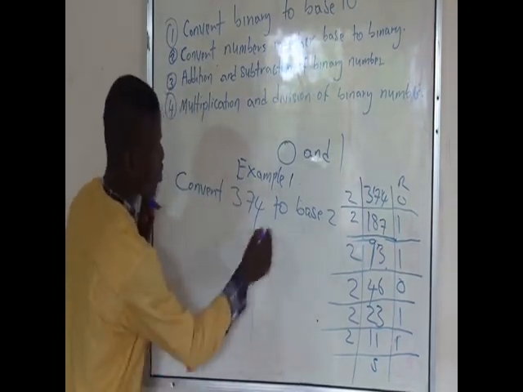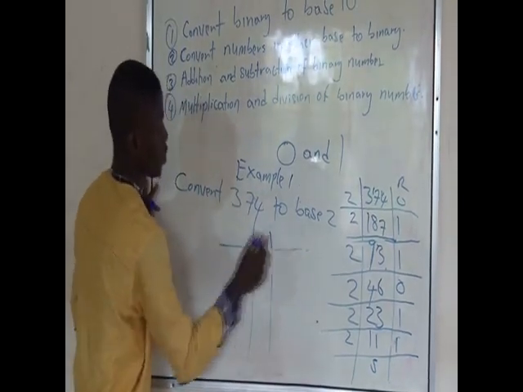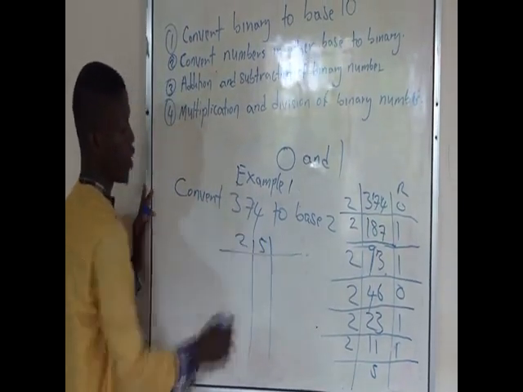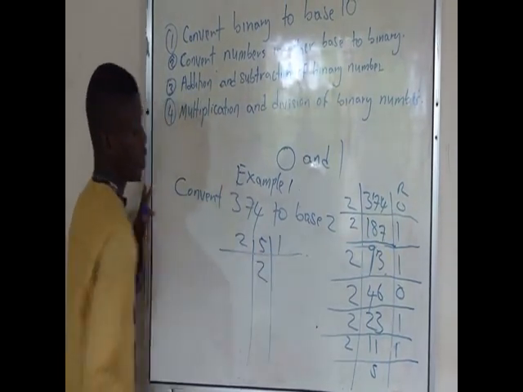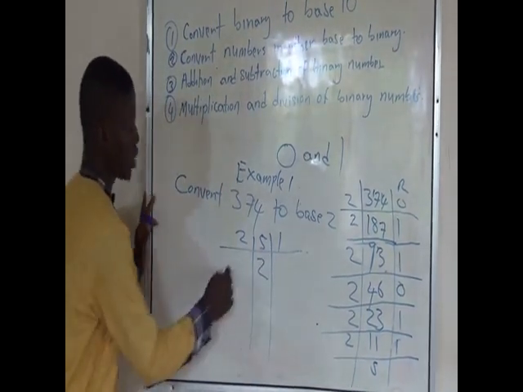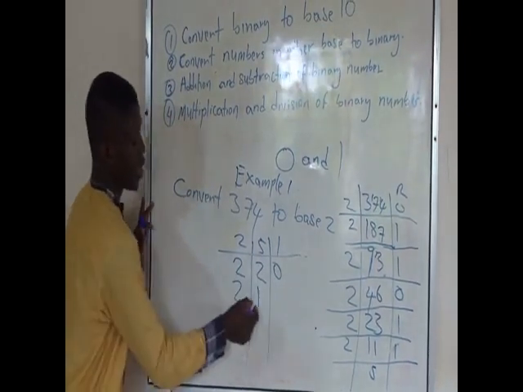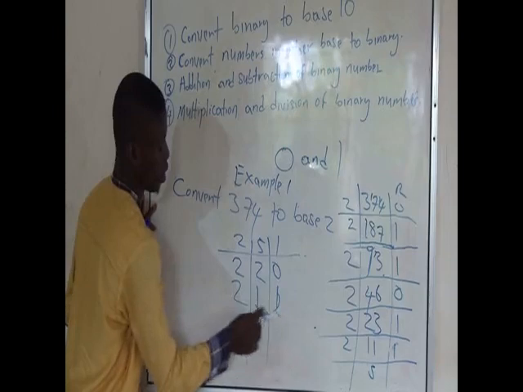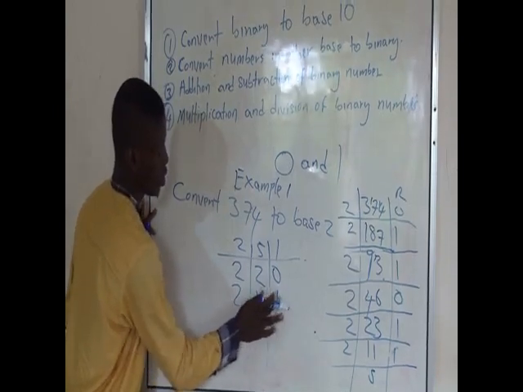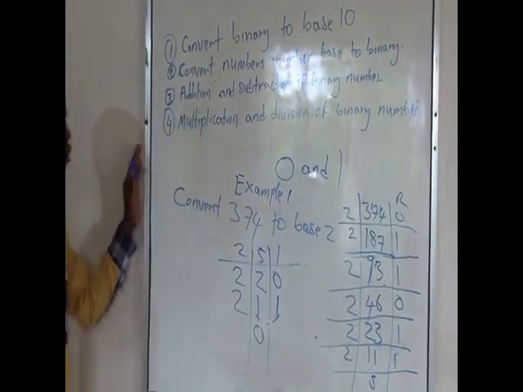Sorry, let me bring it up here. 2 will go into 5. Give me 2, remainder 1. And 2 will go into 2. Give me 1, remainder 0. 2 goes here. Carry this one over here. Give you 1, bring this 0 down here, you have 1. Then we'll pick our answer from the bottom.